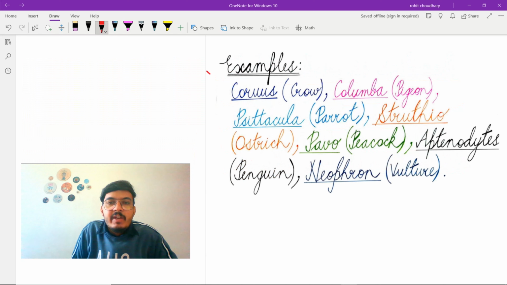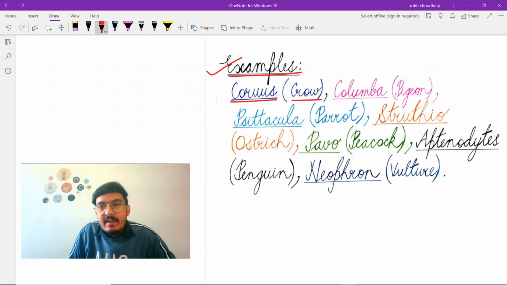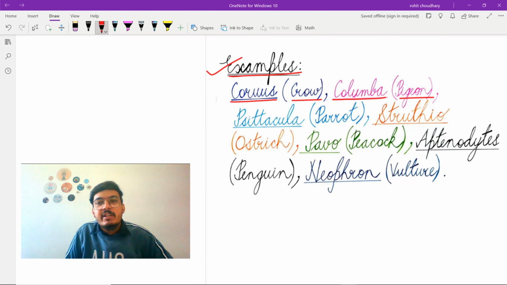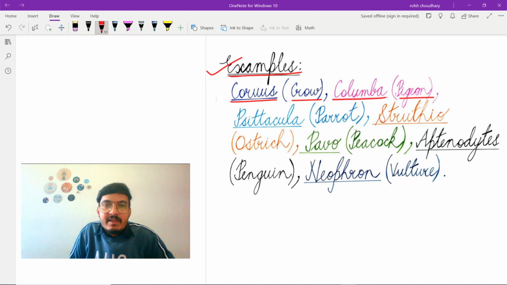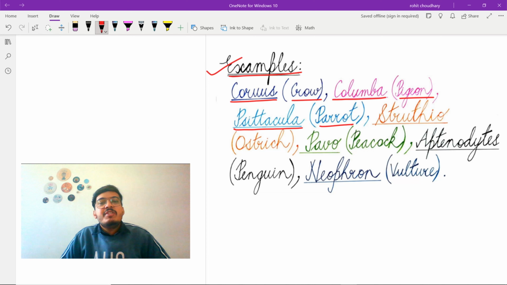Let's study some of the important examples of class Aves. The first one is Corvus, commonly known as crow. It is omnivorous. The second example is Columba, commonly known as pigeon. It is also omnivorous. It is gregarious as well. Gregarious means living in groups, and it is monogamous. Psittacula, commonly known as parrot. It is an interesting pet as it imitates human speech.